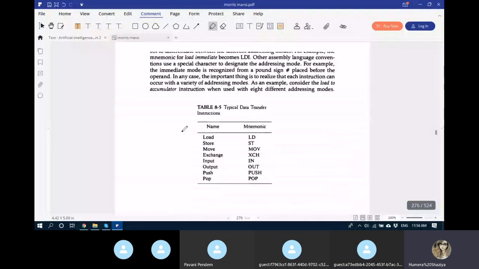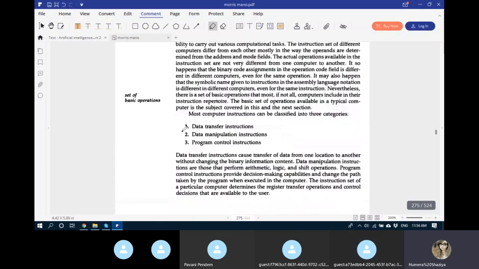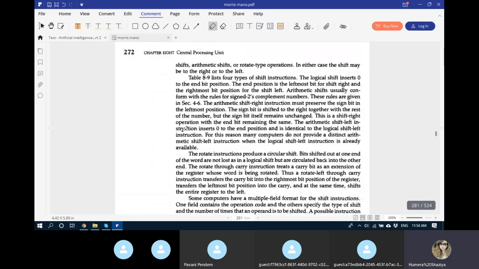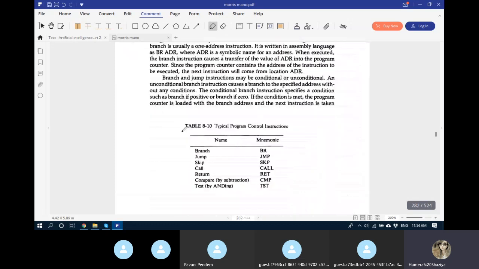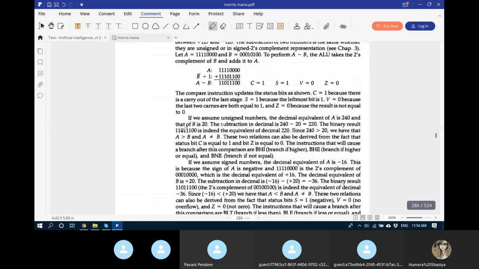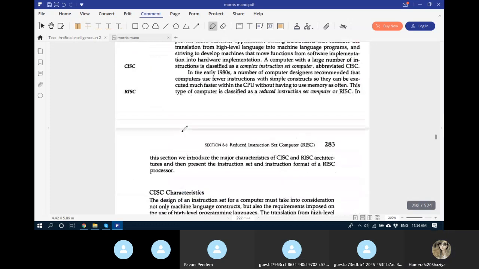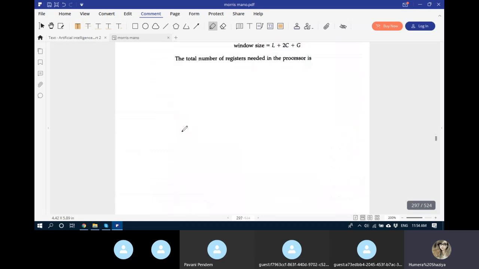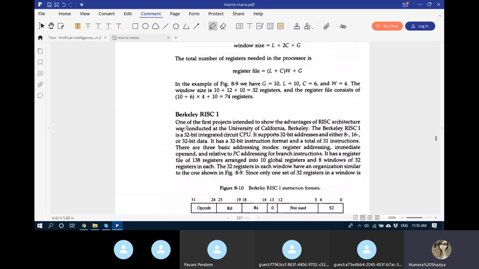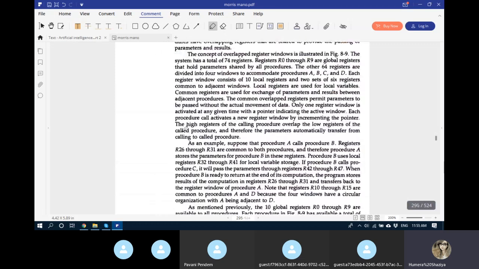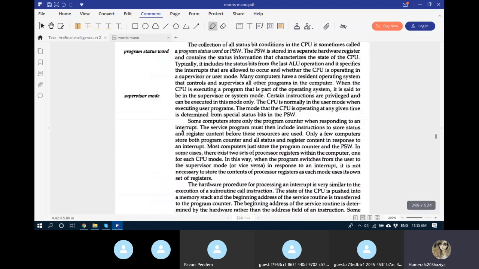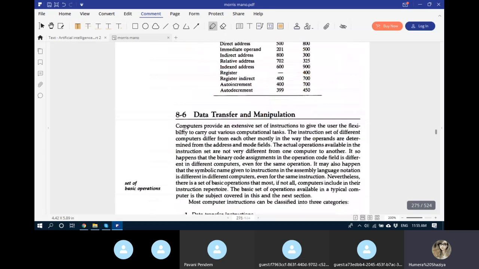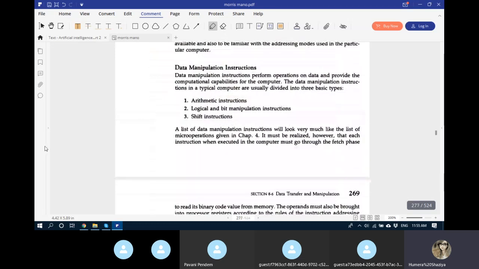Tomorrow, I will try to complete 8.6 and 8.7. I think we need two more classes to complete this chapter. 8.6, 8.7, 8.8, three topics are left in this chapter. So let us take two classes, tomorrow and the day after tomorrow. But if you read and come once, it will help me in going a little faster.